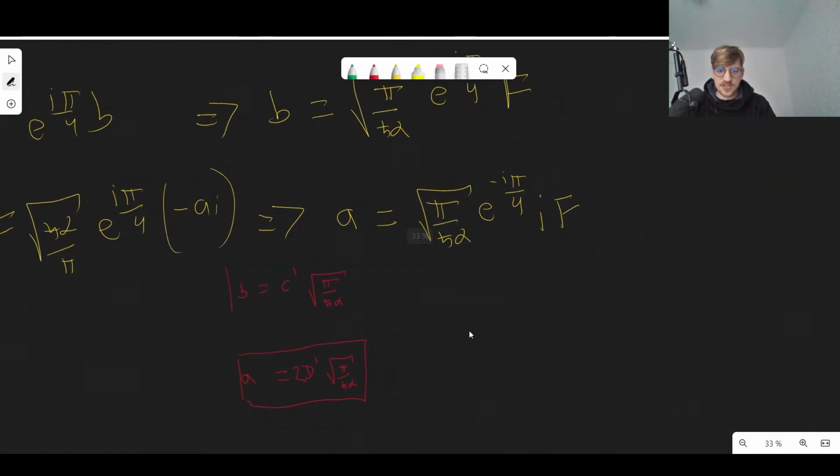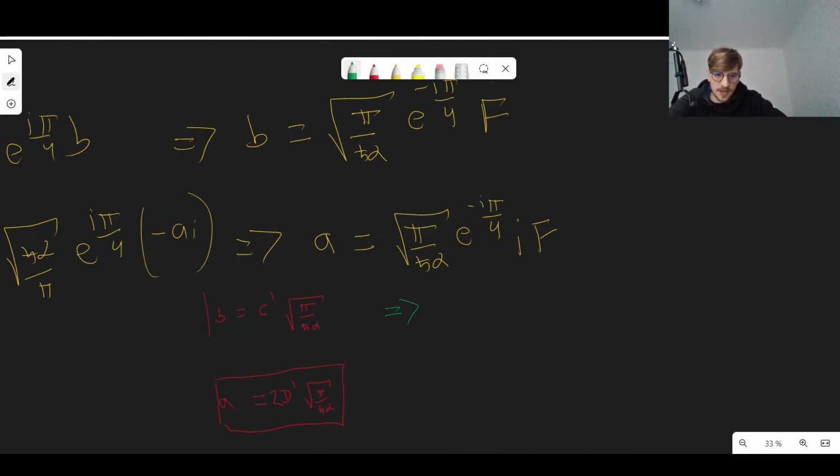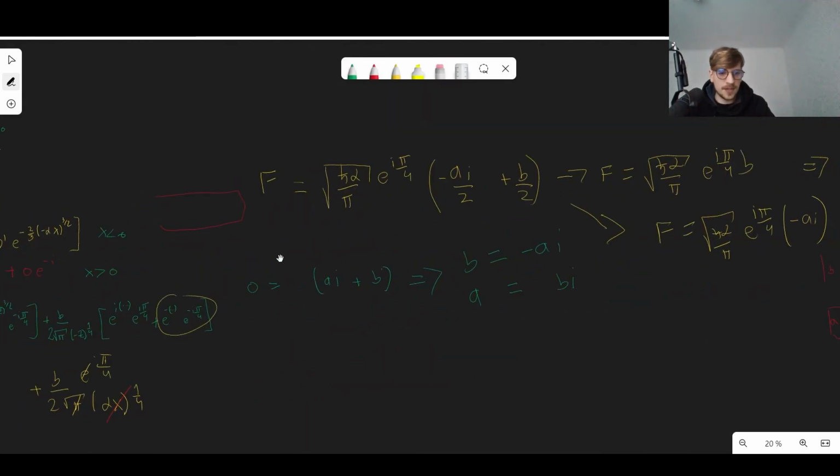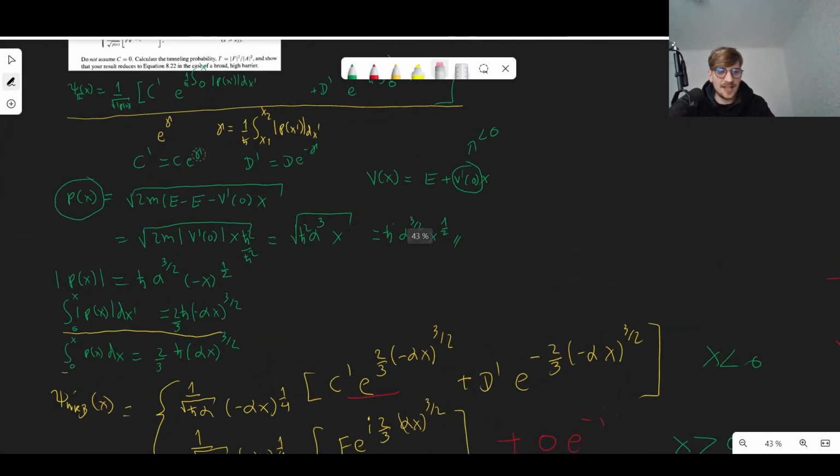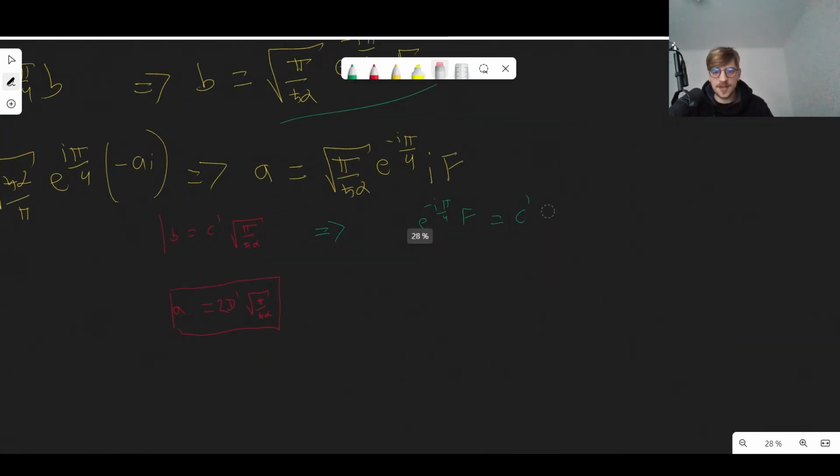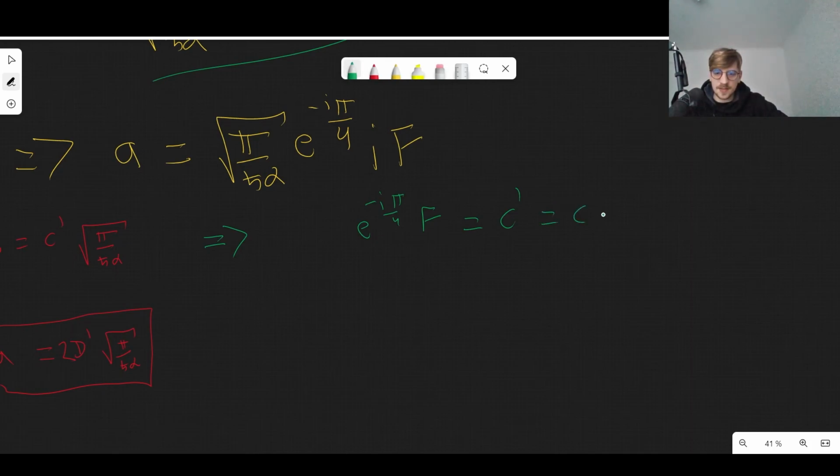Now let's plug them in. From this one, for example, we see that the square root of π over ħα e^(-iπ/4) F is equal to C prime times the square root of π over ħα. So these square roots cancel out, and we get that C prime is this. But C prime, well, what was C prime? And I'm genuinely asking, I don't recall. C prime is C e^γ. Okay, so this is C e^γ. So that means that C is equal to F times e^(-iπ/4) e^(-γ). And now we related C and F.